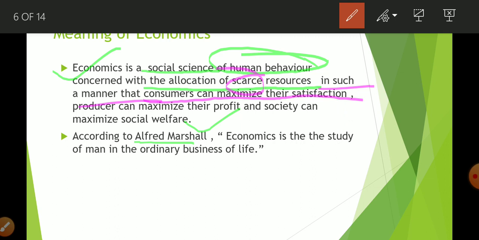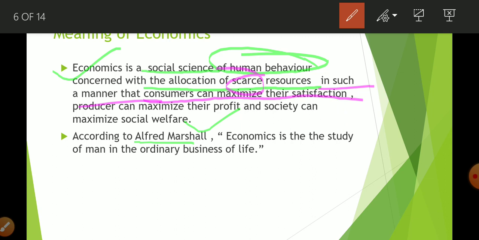So when there is optimum, the best use of all resources, the producer is able to produce maximum output. When he is producing maximum output, he is able to get maximum profit. Now if we talk about the society, what is the target for the society? In economics we are going to learn how our society can maximize social welfare.